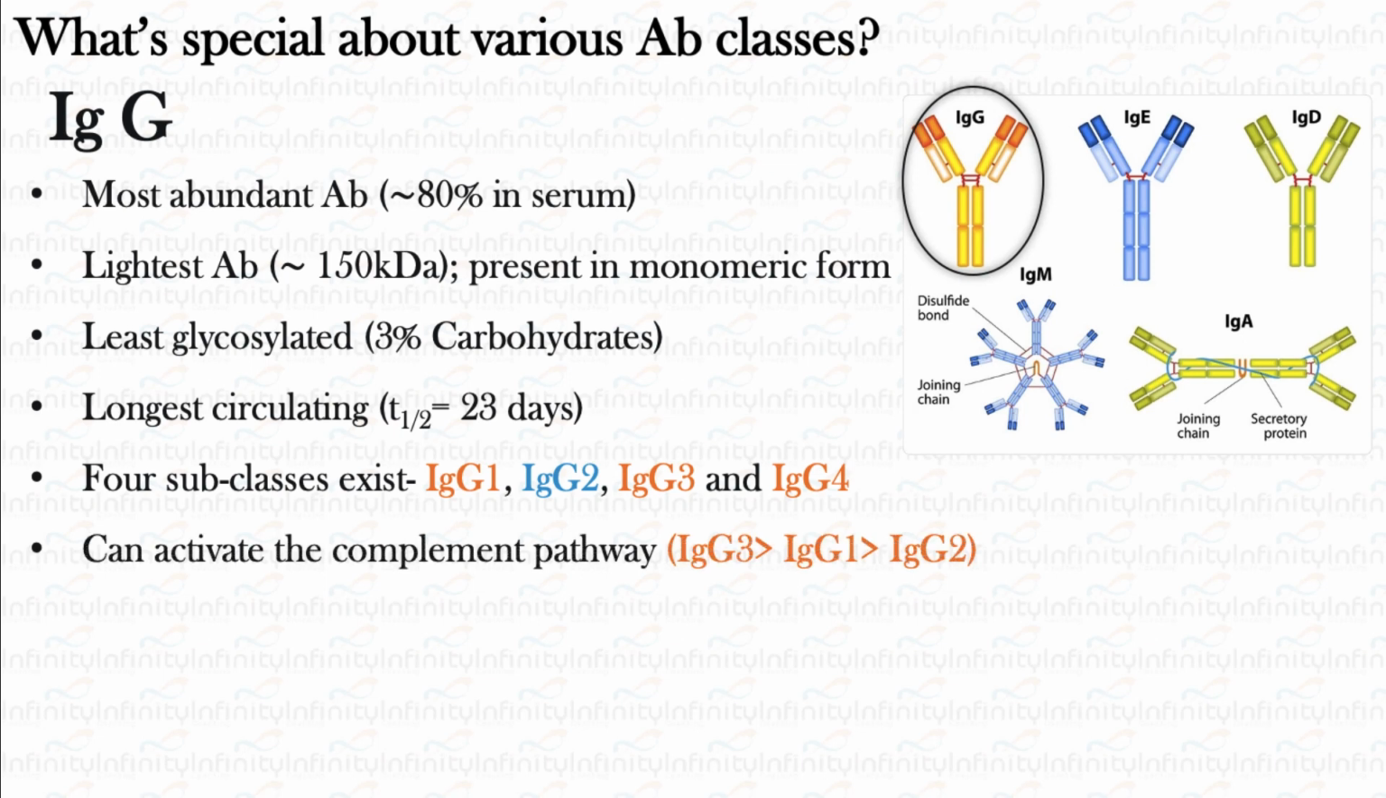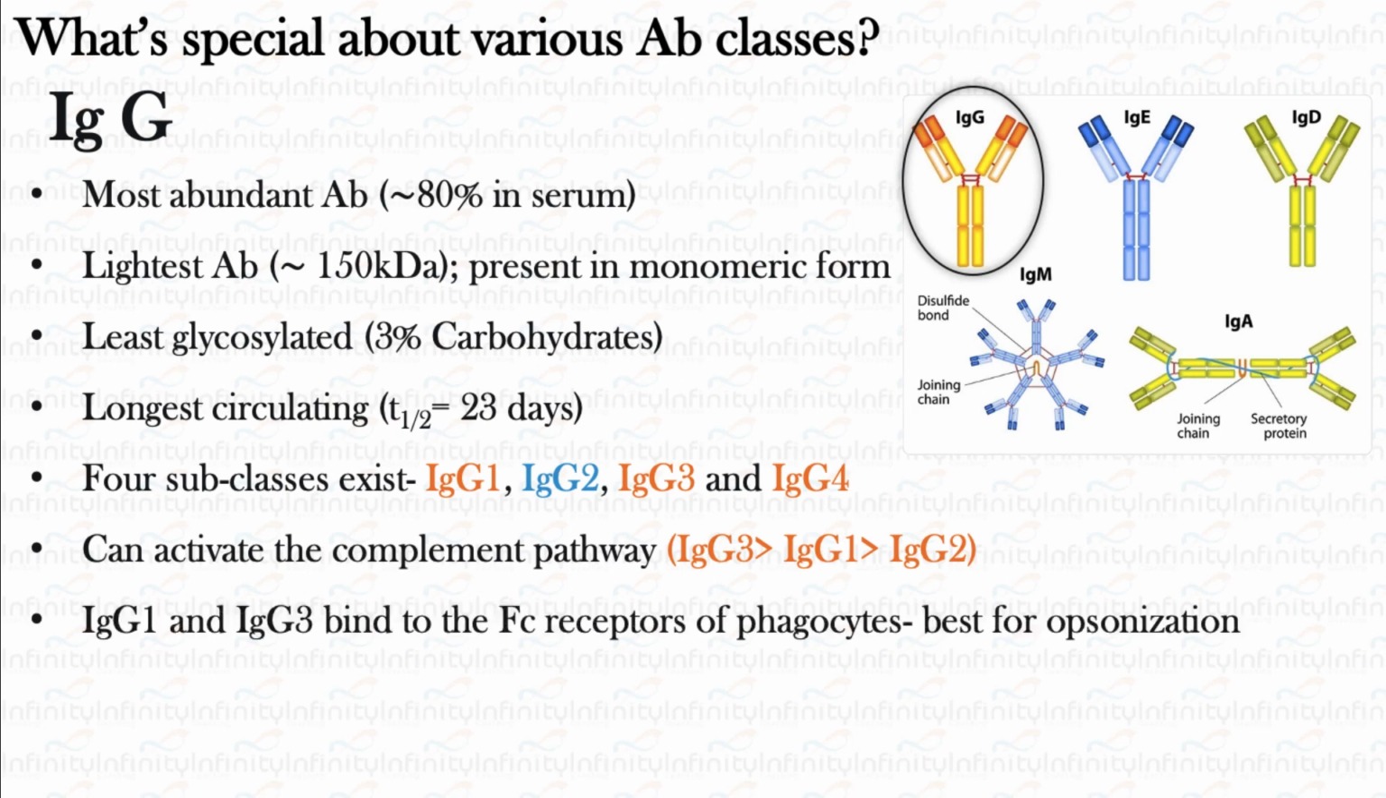Another important thing about IgG is that it is a very potent activator of the complement pathway. IgG3, in fact, is one of the most potent activators of the classic complement pathway, with IgG1 and IgG2 also having some capability, but not as much as IgG3. IgG1 and IgG3 bind to the Fc receptors of the phagocytes, and hence they are quite good for opsonization as well. So a lot of opsonization will be done by IgGs as well.